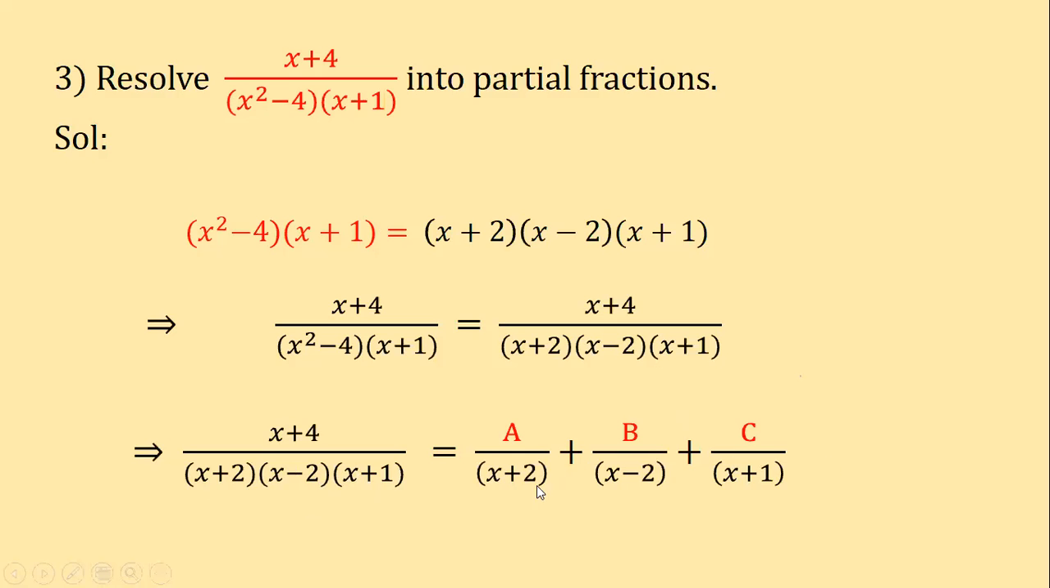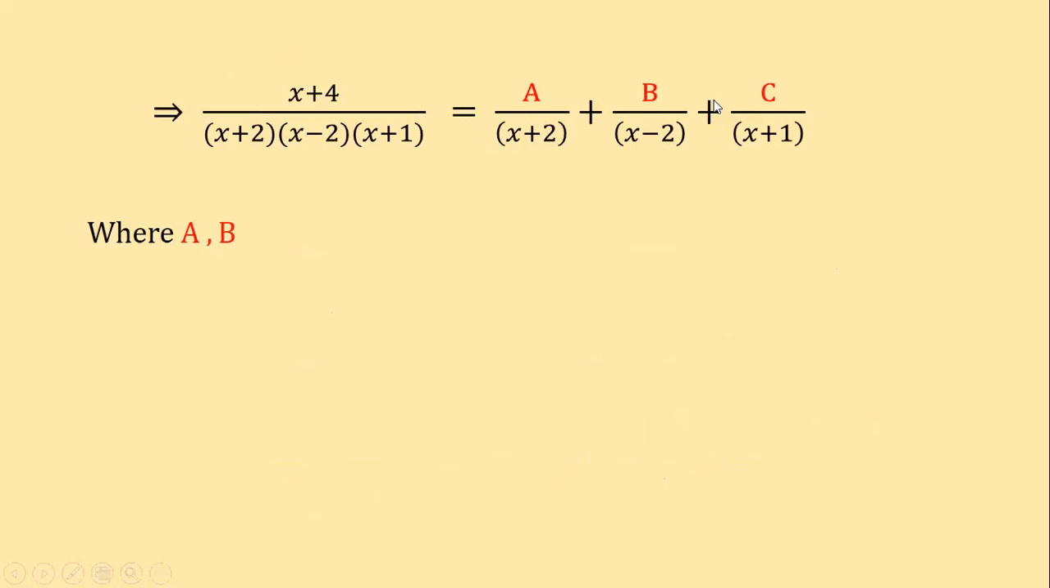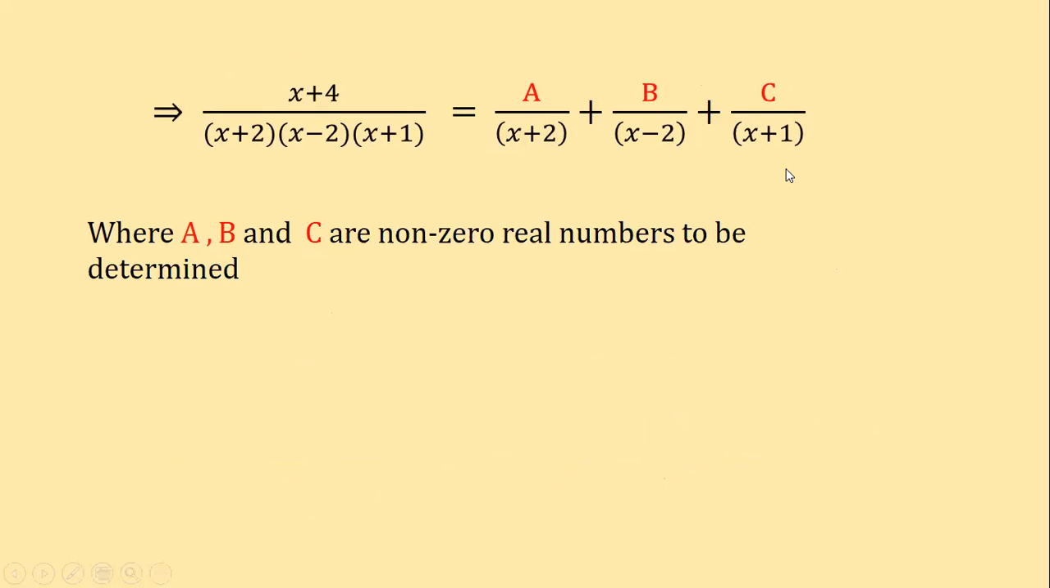The first one is a by (x plus 2), plus second one is b by (x minus 2), plus third one is c by (x plus 1). So like this, however many terms are there, that many partial fractions we get. So these are the terms what we have, where a, b, c are the non-zero real numbers which are to be determined. Okay.